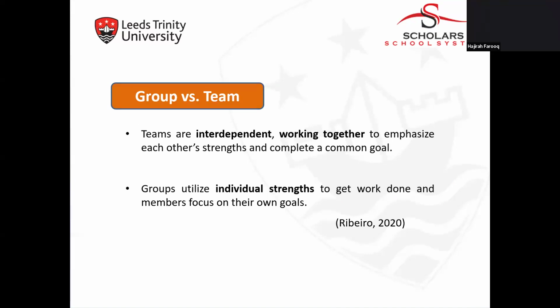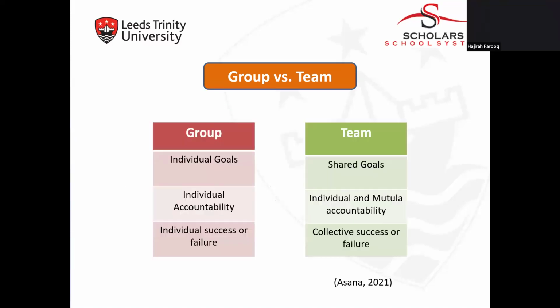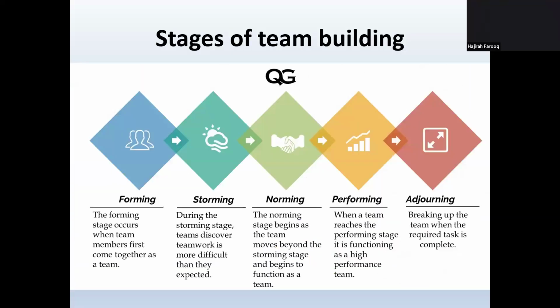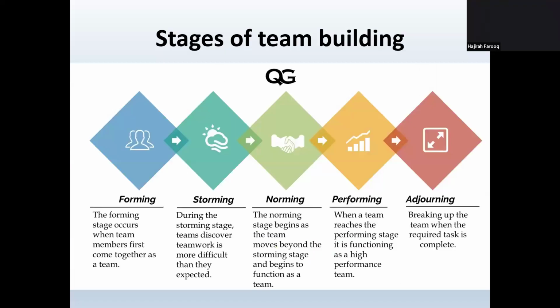Then we discussed the differences between a group and a team. So teams are usually interdependent, working together to emphasize each other's strengths and complete a common goal, whereas the groups utilize individual strengths to get work done and members focus on their own goals. So we further discussed the groups versus teams topic, and then we had a little discussion about what are the different stages for team building and which one do you think is the most important one.